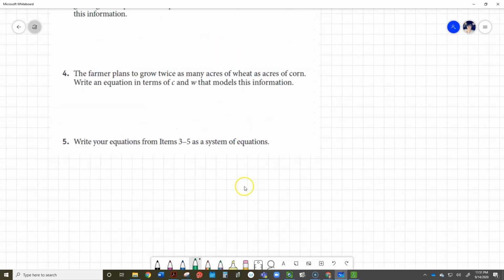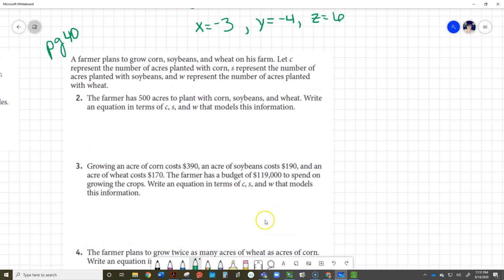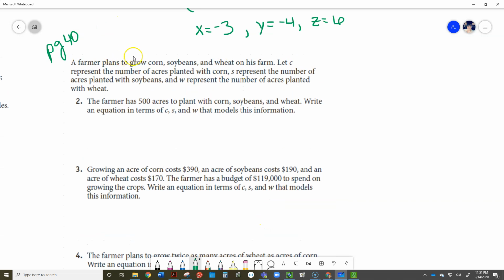Okay, the last one I'm going to do over here, it's not worked out for you, so we're going to work this out together, and we're going to just do one at a time. A farmer plans to grow corn, soybeans, and wheat, and they want me to use C to stand for corn, S to stand for soybeans, and W to stand for wheat. And the first piece of information that they're going to give us is that we have 500 acres to plant.